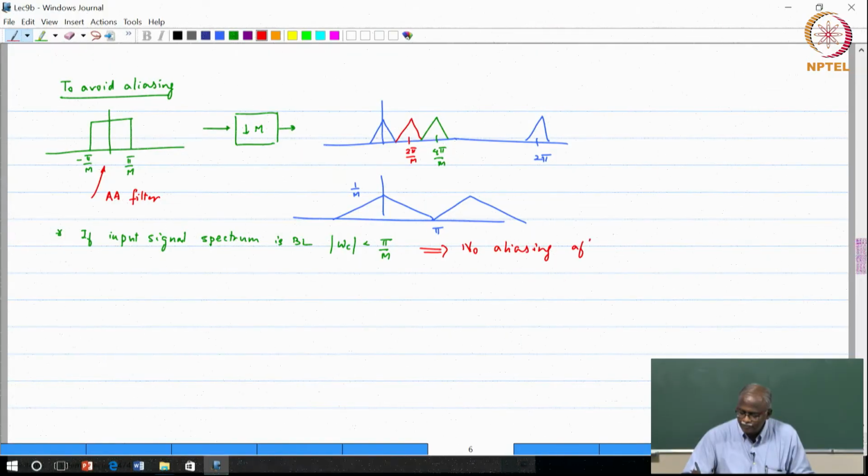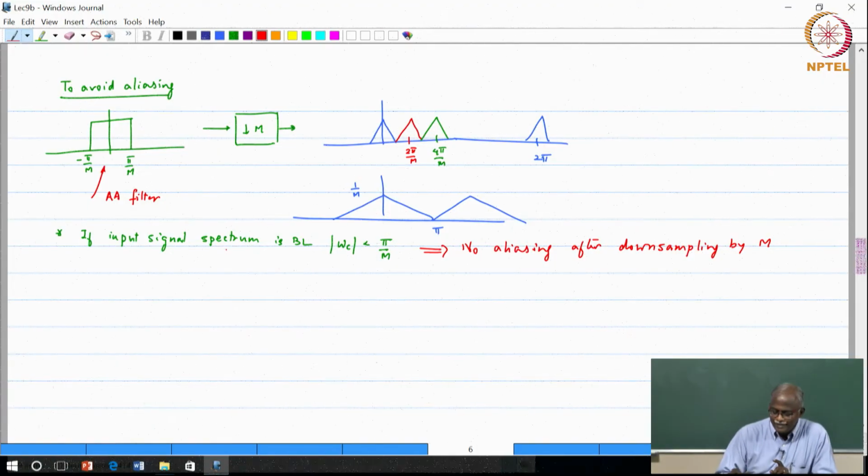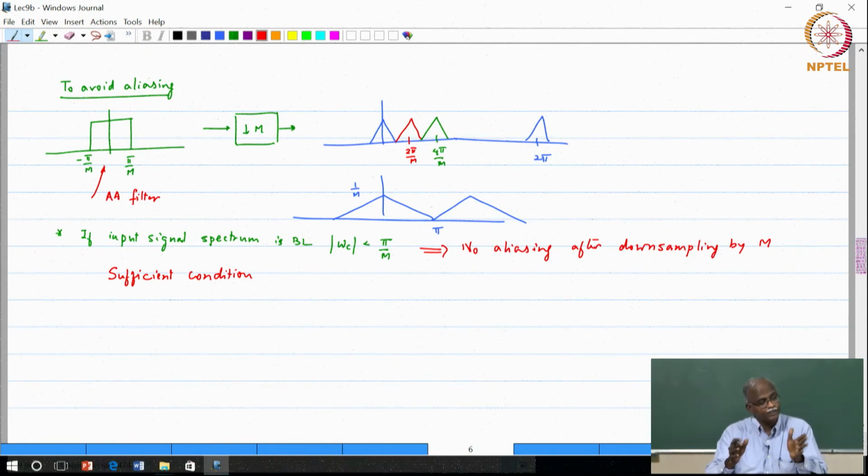Okay. So, basically no aliasing after downsampling by M. One very important observation at this point is that this is a sufficient condition, because we are saying that anytime you give me a signal that is band limited to pi over M, I downsample. We have not put any other conditions. The minute you tell me the spectrum is band limited to pi over M, this result holds. So, it is a sufficient condition.